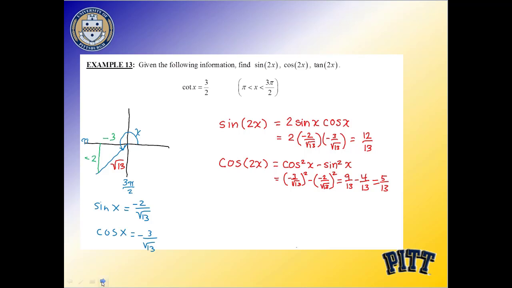And lastly, I could either use the identity that I have for the tangent of 2x, the formula in that box, or I could just use the fact that the tangent of 2x should equal the sine of 2x over the cosine of 2x. That would give me 12/13 over 5/13, which would be 12 over 5. So there are other ways of handling that based on other identities that we can make use of.